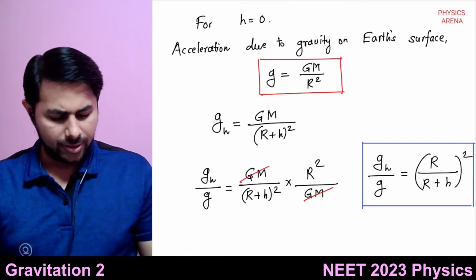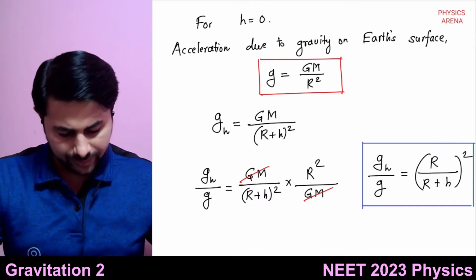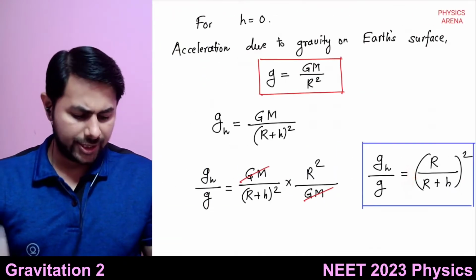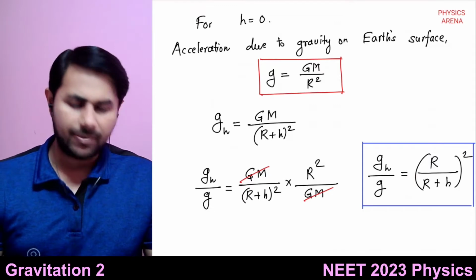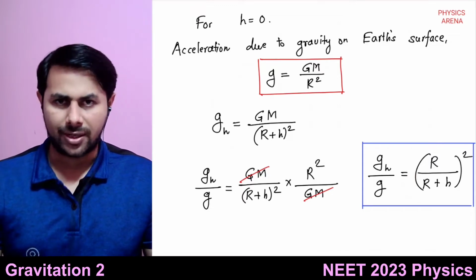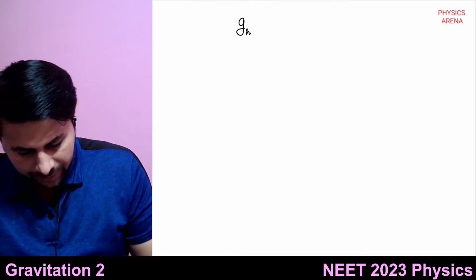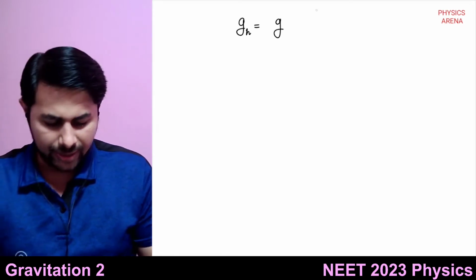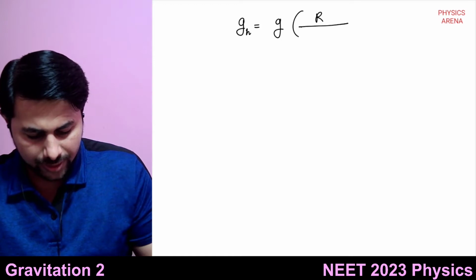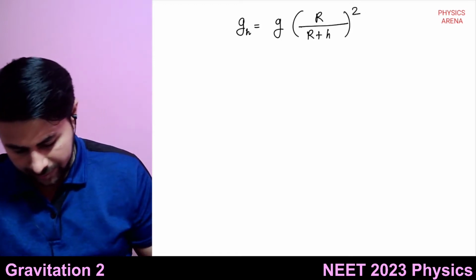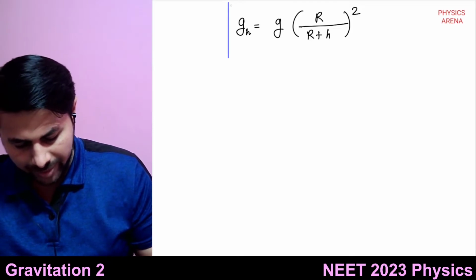Then we can move this g to the other side. So g_h is equal to g multiplied by R upon (R plus h) whole square. So we'll memorize this formula.